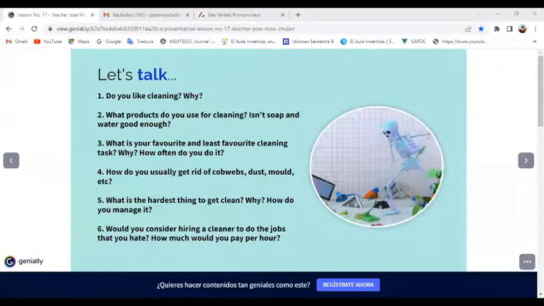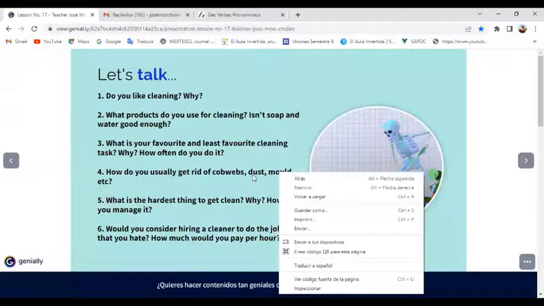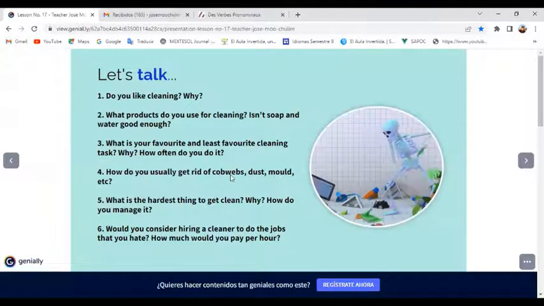Okay, so we have the following question, and we have some vocabulary related to things that we can usually find in our house at home. We have the first words: cobweb, dust, and mold. Do you know these words? Mold? No.